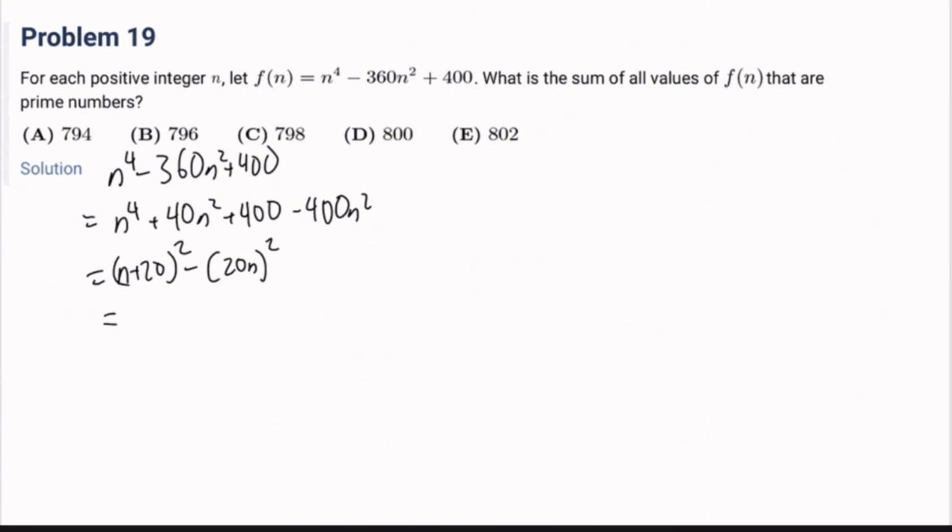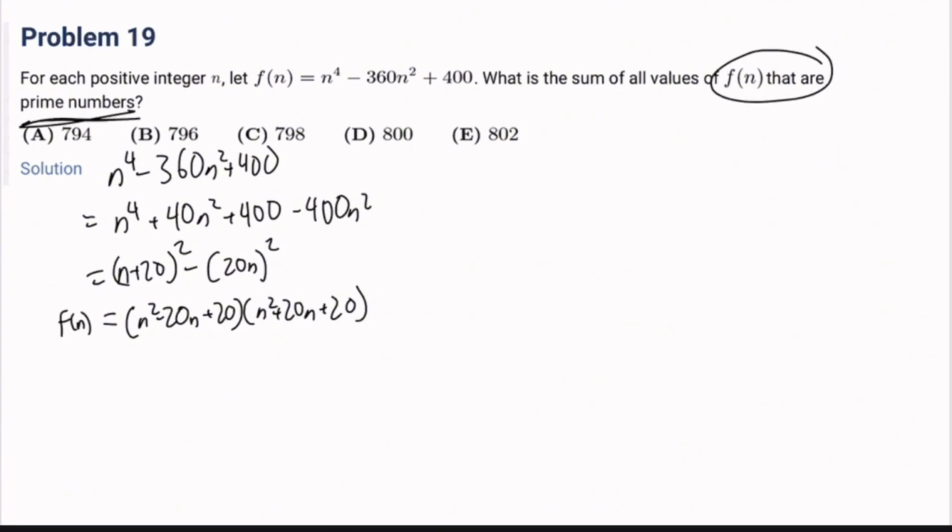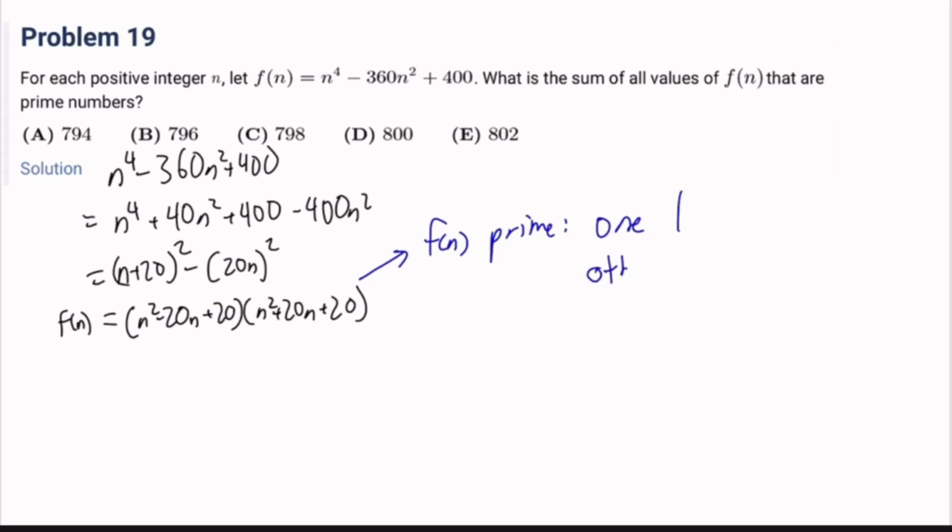So this is going to be equal to n squared minus 20n plus 20 times n squared plus 20n plus 20, right? So this is fn. And fn wants to be prime numbers, right? So for fn to be prime, then that means one has to be 1 and the other has to be prime. N is a positive integer. That means this is always less than this, and so that means this must be 1.